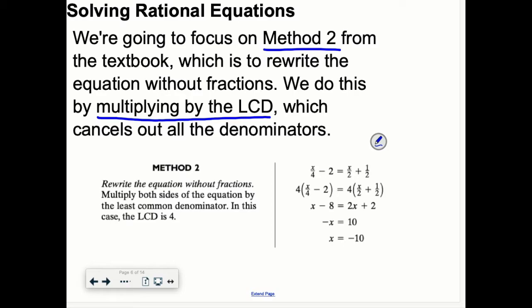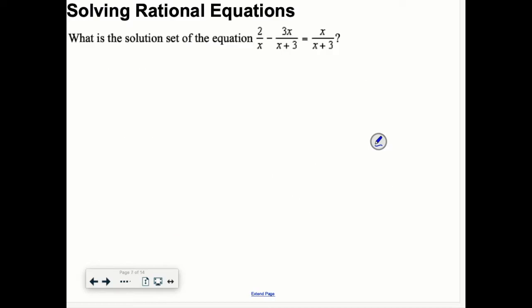We found the LCD, which in this case was 4. We multiplied both sides of the equation by it, and we went from this line, which had a bunch of fractions, to this line, where they're all gone, and all of a sudden we don't need to worry about them anymore. Let's take a look at how to do it. What's the solution set for this equation? Now, to find the LCD, remember from our last lesson, it needs to have factors from all the denominators.